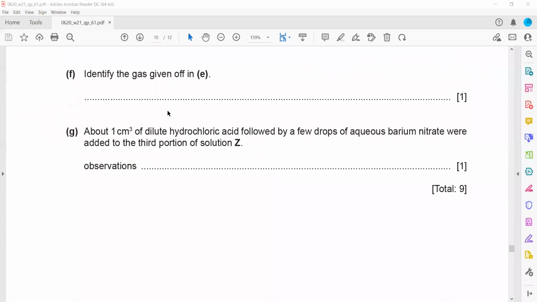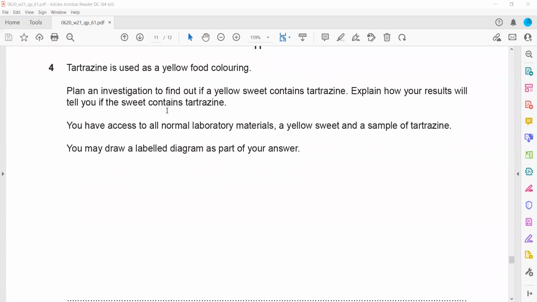The last question is always related to planning of the experiment. You have to plan an experiment. As I mentioned here, tartrazine is used as a yellow food color. So we use a yellow food color. Plan an investigation to find out if a yellow sweet contains tartrazine. Explain how your result will tell you if a sweet contains tartrazine, and you have access to all the normal lab apparatus, the material, a yellow sweet and a sample of tartrazine.